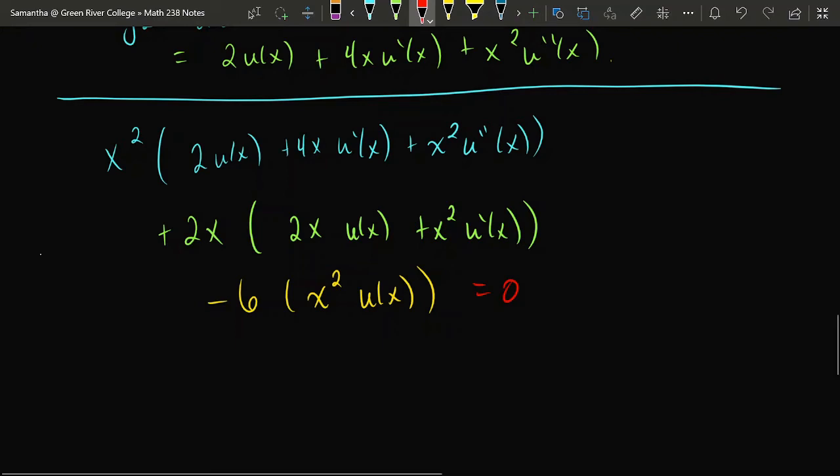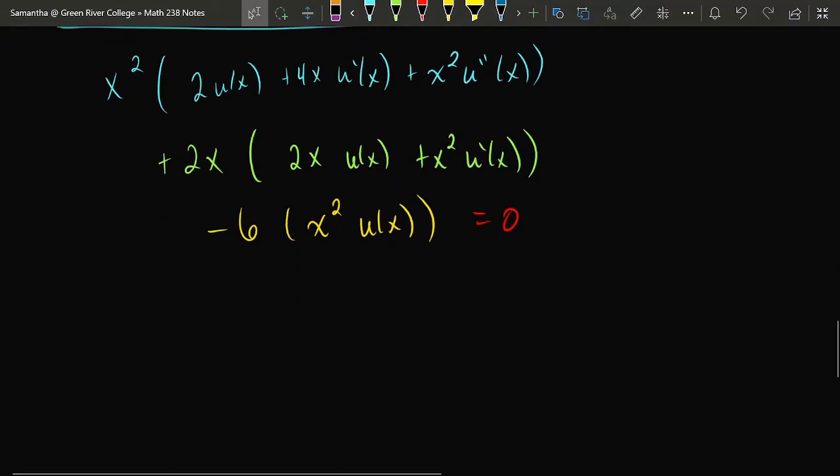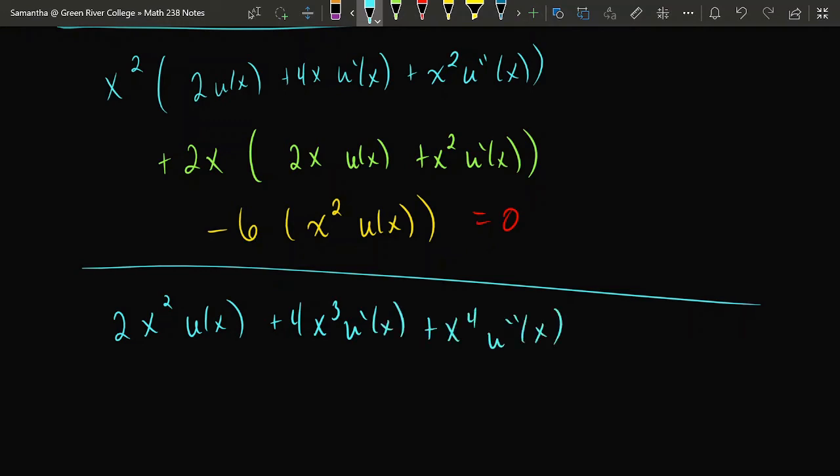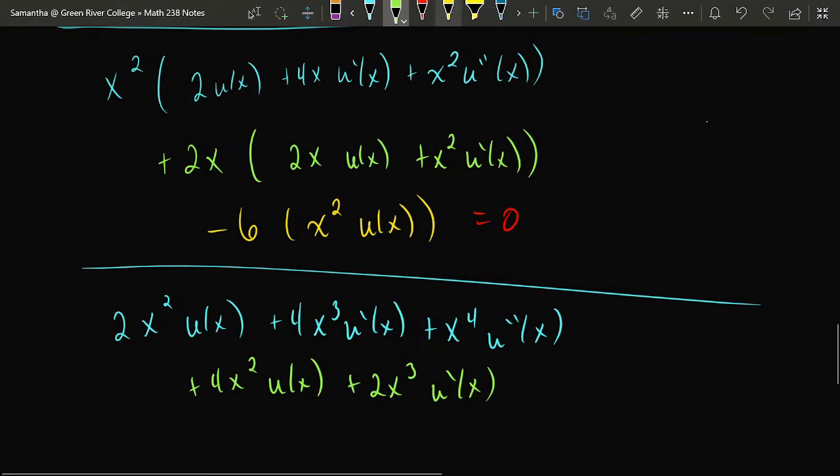So let's simplify this monstrosity and let's see what u of x needs to do in order to make that happen. Who would have expected this amount of algebra in your differential equations class, huh? So distributing through x squared, we get 2x squared times u of x plus 4x cubed u prime plus x to the 4th power u double prime. Distributing the second line, we get plus 4x squared u of x plus 2x cubed u prime. And distributing in the final line, we get -6x squared u of x, and that needs to equal 0.